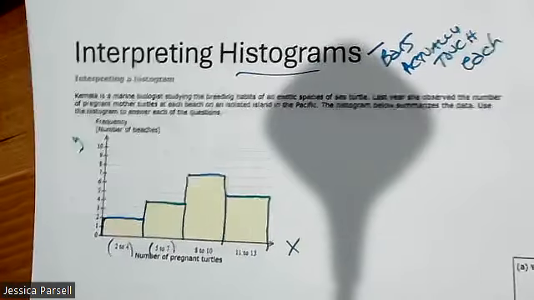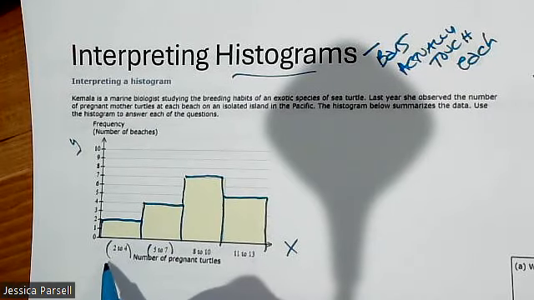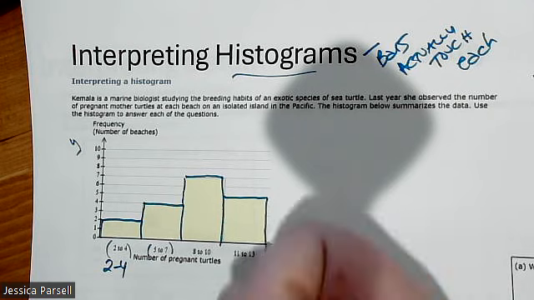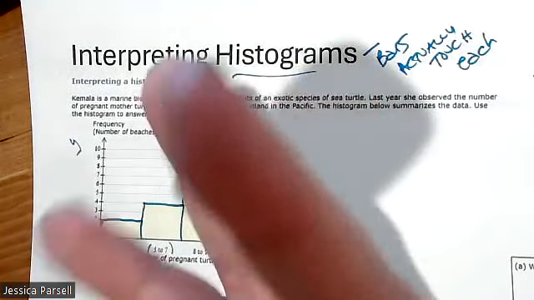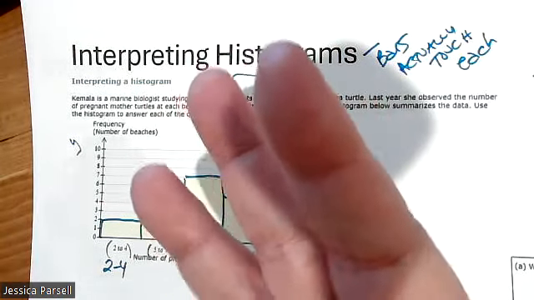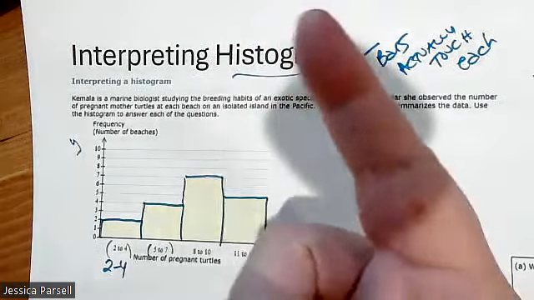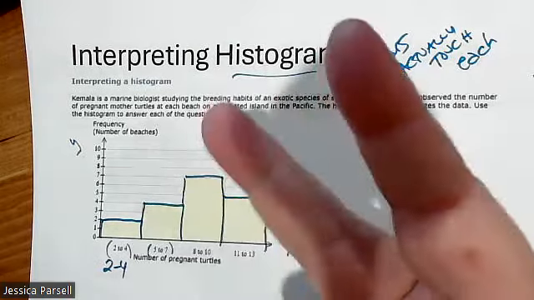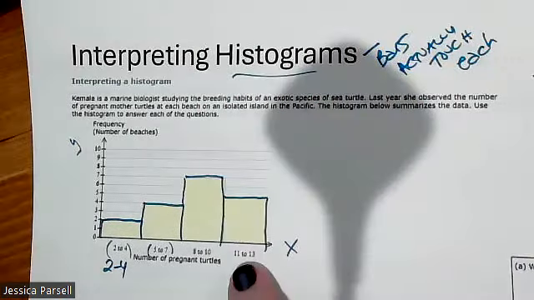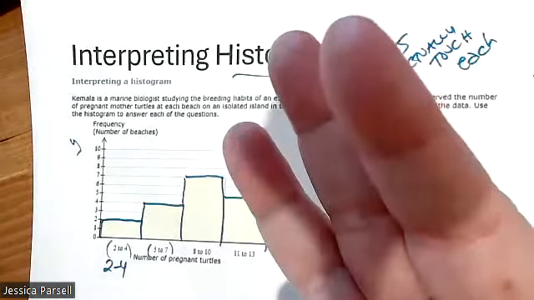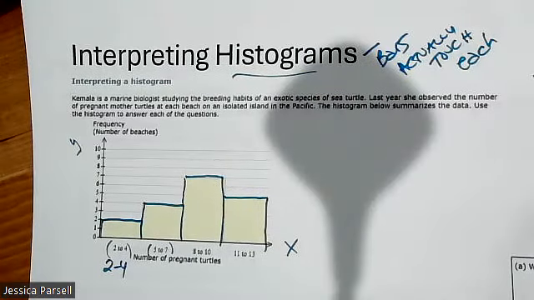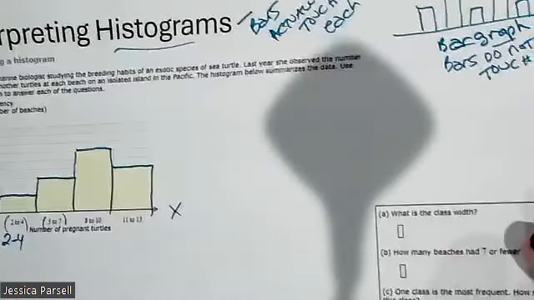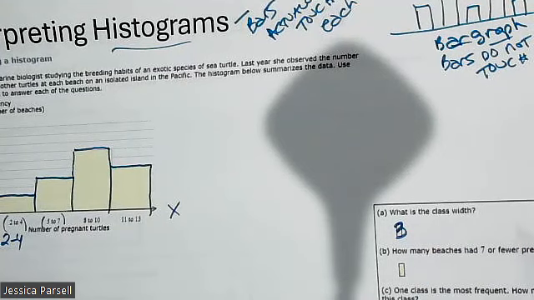I want you to use your fingers. This says 2 to 4, so you go 2, 3, 4. That's a class width of 3. Same with this: 5, 6, 7. 8, 9, 10. And 11, 12, 13. It might be dumb to do it this way, but it's never failed me. So our class width is 3.